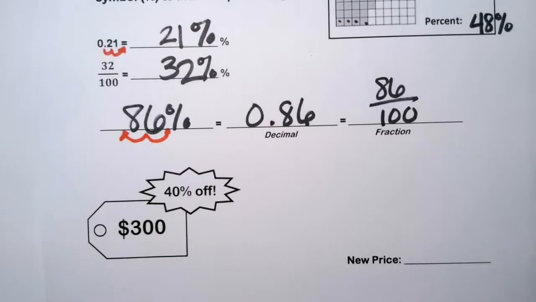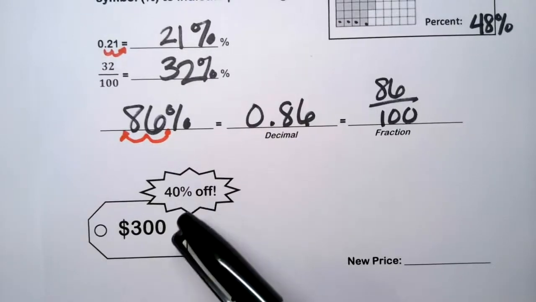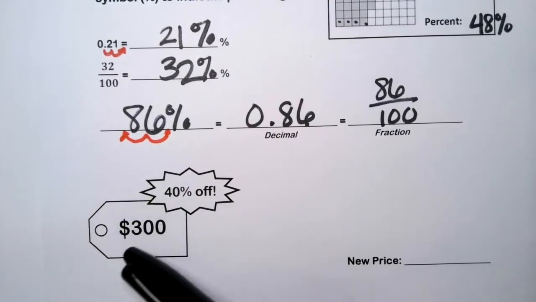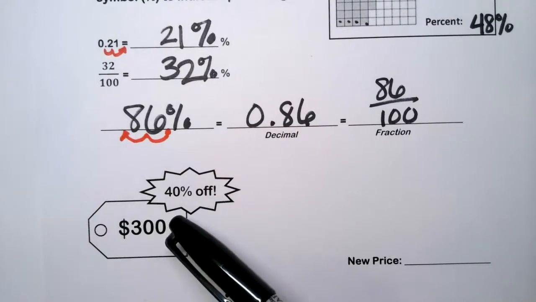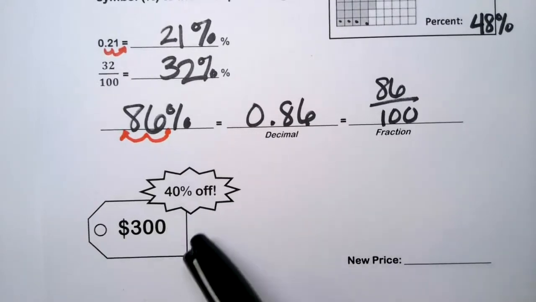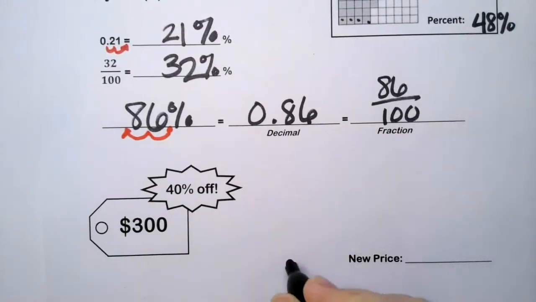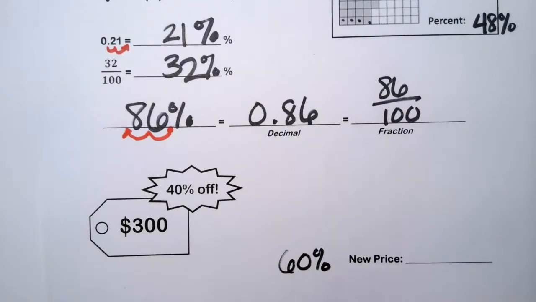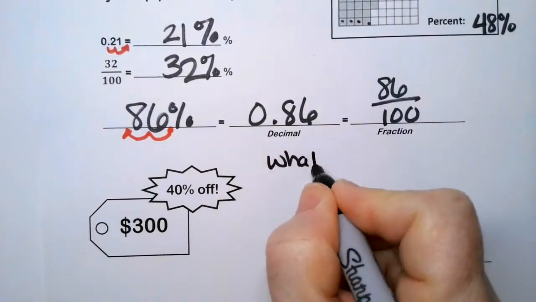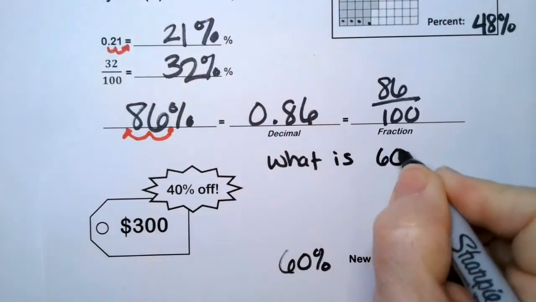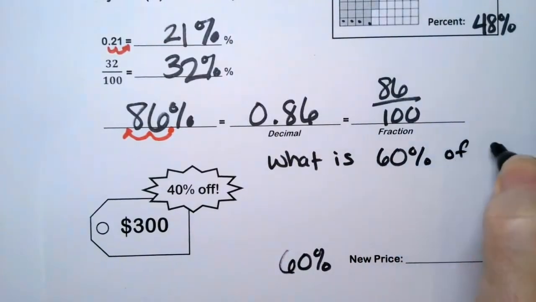If we calculate 40% off, that means we don't have to pay 40% of this price. So that's not what we pay. What this is actually saying is we have to pay 60%. The new price is 60% of $300. So the question is, what is 60% of $300? That's the question we're asking.